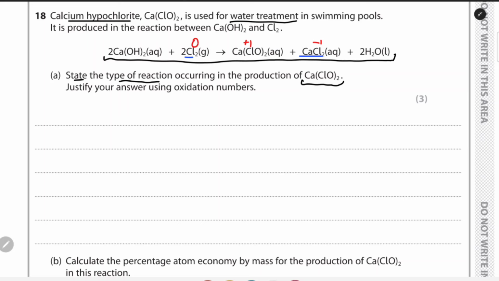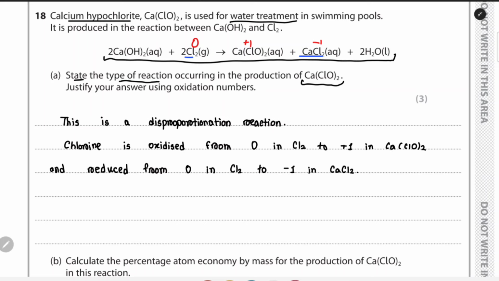So beforehand it was 0. Now it's becoming +1 and -1. So chlorine is being oxidized and reduced simultaneously. So this is a disproportionation reaction. And we have to write down the changes. So Cl2 being changed from 0 to +1 in CaClO2, and Cl2 being changed from 0 to -1 in CaCl2. This is how we structure our answer for this question.